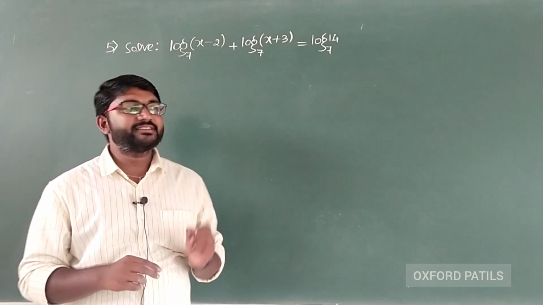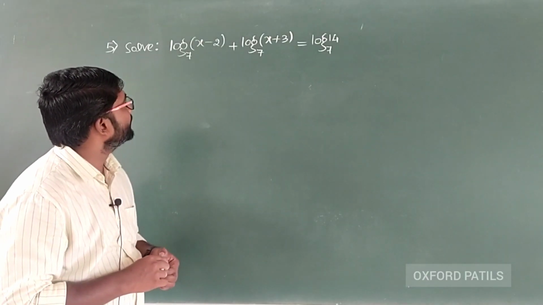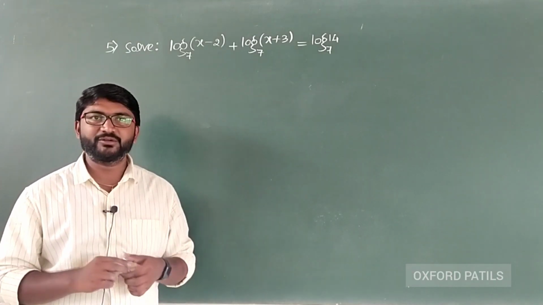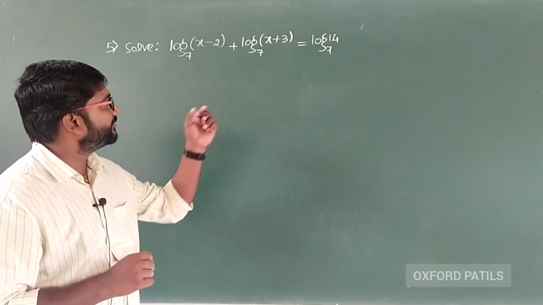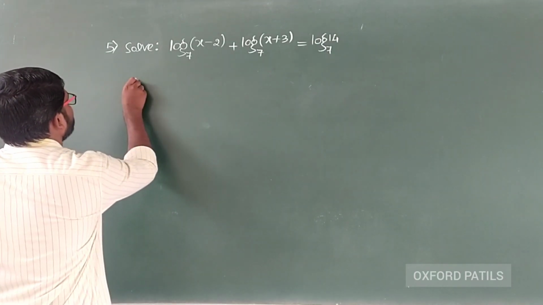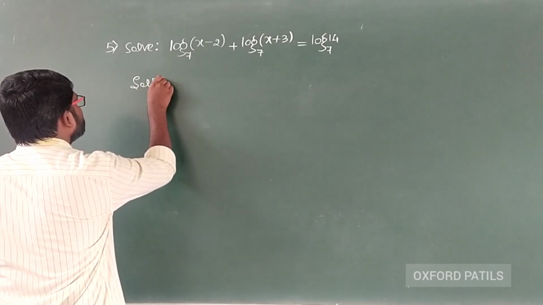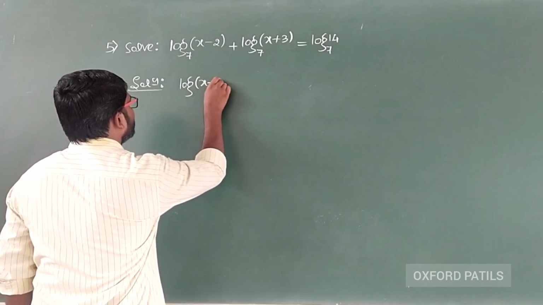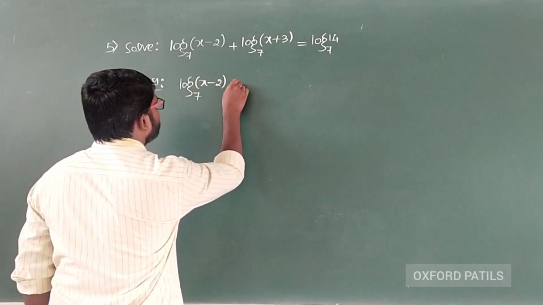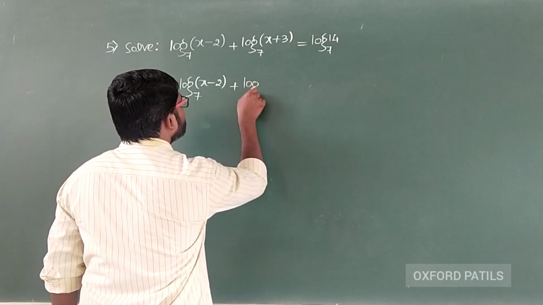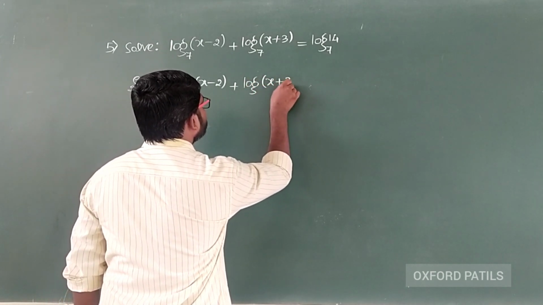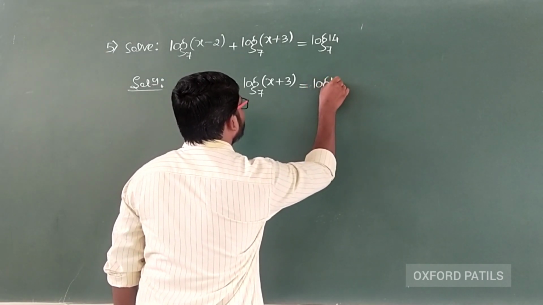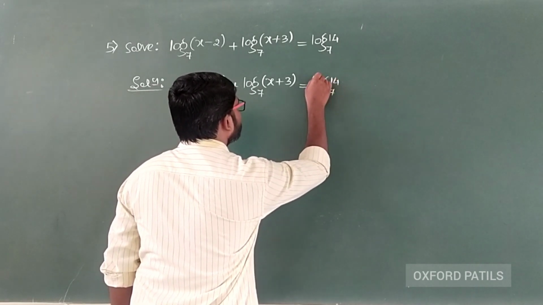Well, question number 5 is: solve log(x minus 2) to the base 7 plus log(x plus 3) to the base 7 is equal to log 14 to the base 7. Again, we have to find the value of x here. So let us take up the given equation: log(x minus 2) to the base 7 plus log(x plus 3) to the base 7 is equal to log 14 to the base 7.